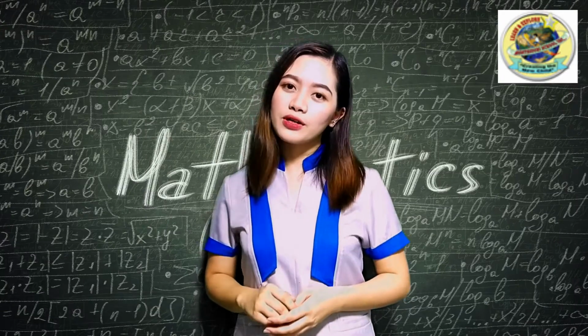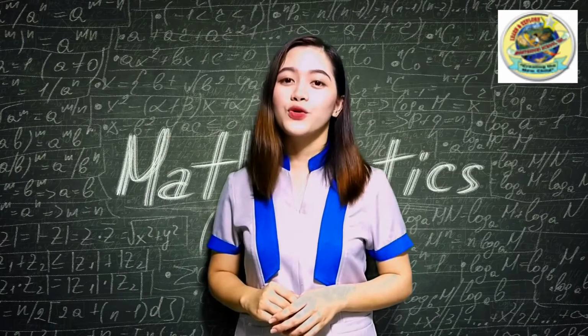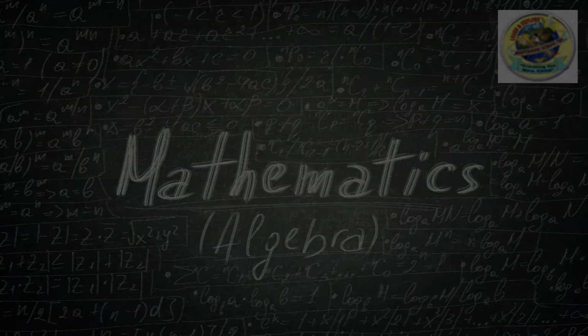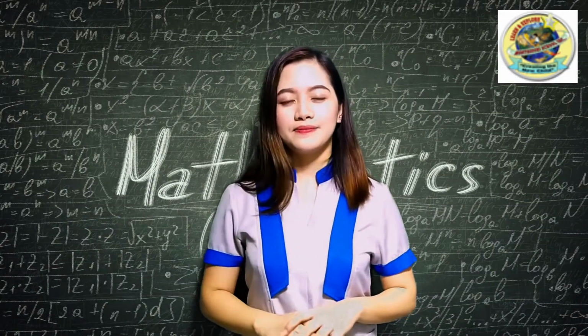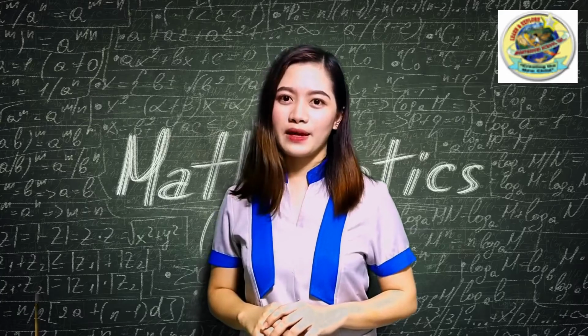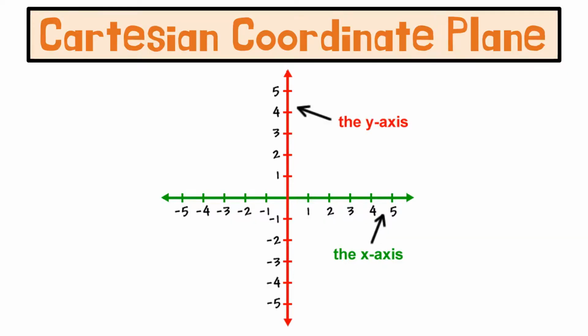We're going to cover some important vocabulary words and concepts when it comes to coordinate planes. There are 6 important vocabulary words and concepts. We have coordinate plane, x-axis, y-axis, origin, ordered pairs or coordinates, and quadrants. Let's try to understand these words and concepts. The first one is the coordinate plane. To visually represent related quantities, we make use of the rectangular coordinate plane, or more popularly called the Cartesian coordinate plane. What you can see on your screen is an example of a coordinate plane.